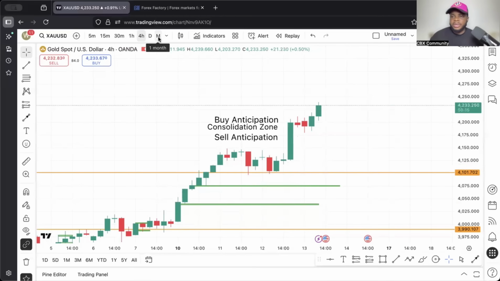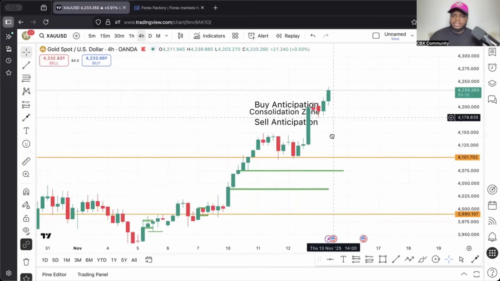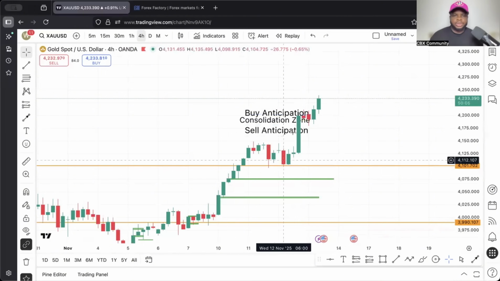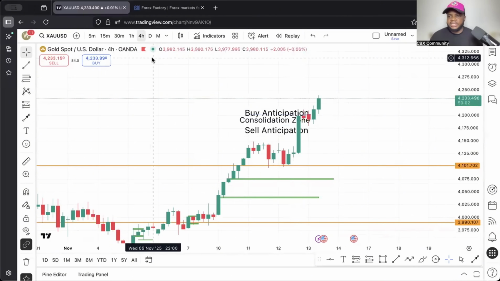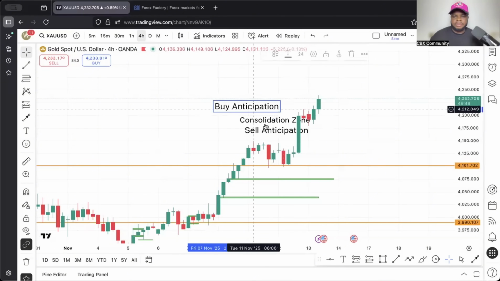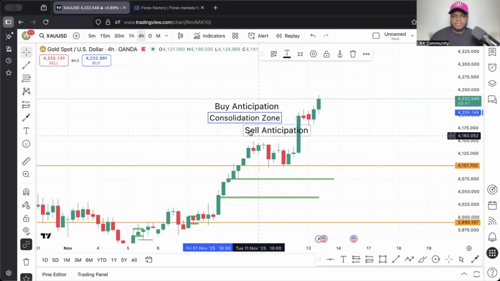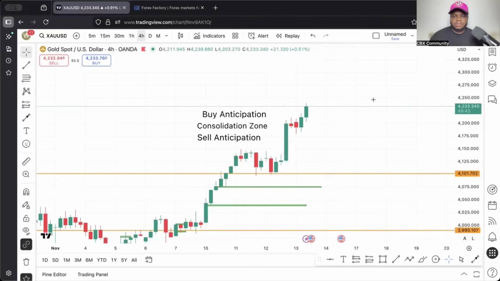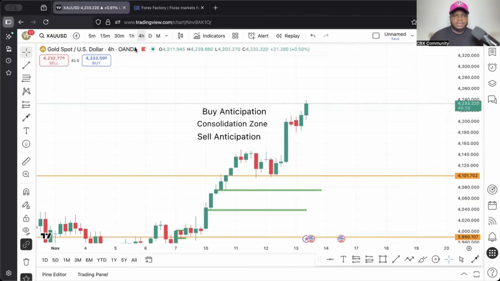So let's look at the 1 hour. I understand that we have a resistance and a support, but I don't want us to identify our resistance and our support using the H4. I usually identify my zone using the 30 minutes candle or the 1 hour. So let's go to 1 hour.